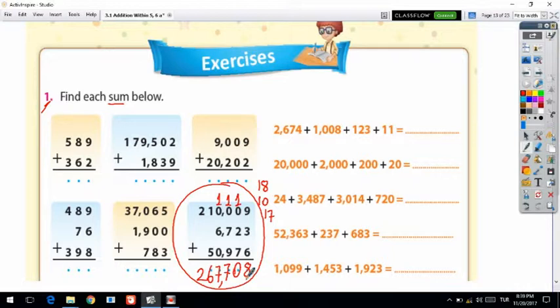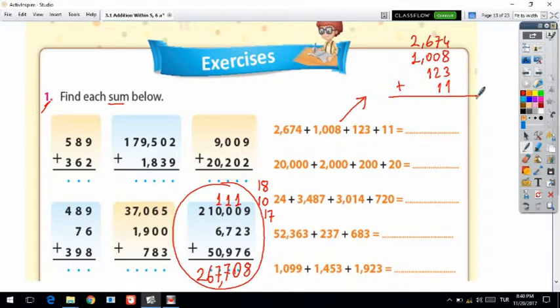What about the right side of the paper? So what kind of question is that? This kind of question is written in horizontal form. Okay, let's continue to solve the question from the first. How can I solve it more easily? First write the numbers from up to down in vertical form. 2674, then 1008, then 123, then 11.